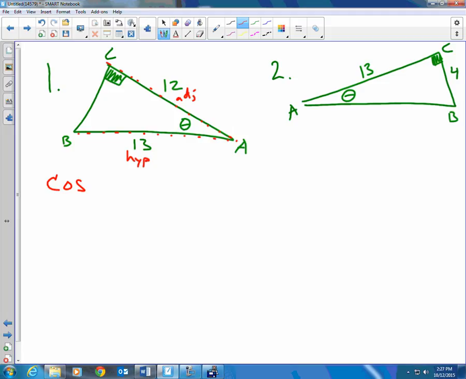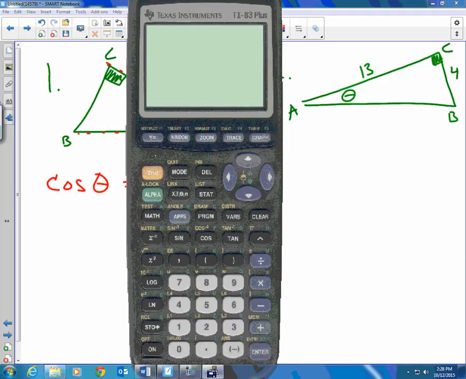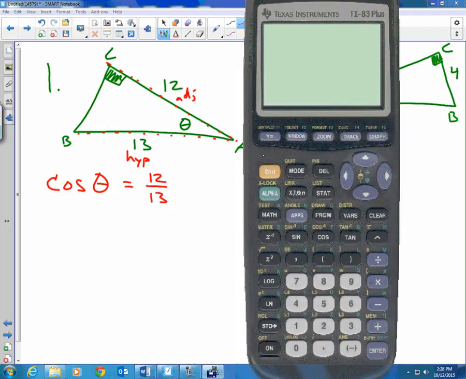Pay very close attention. This is different. Do we know the angle? So we write theta. What's the ratio? 12 over 13. This is really cool. The mathematics behind this working is pretty substantial. It involves some calculus. But what we do is we need to now get the angle.